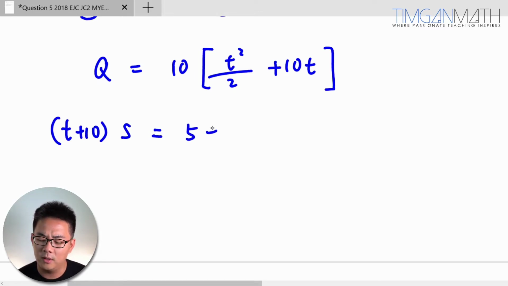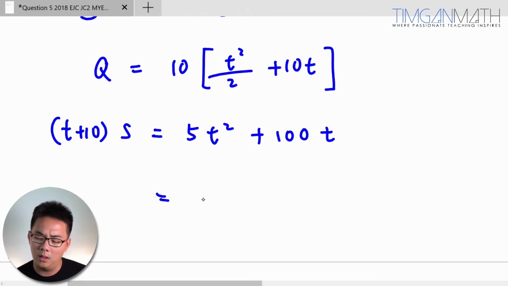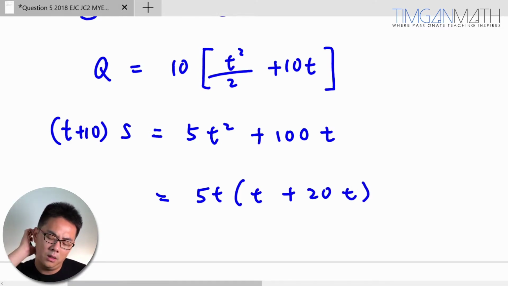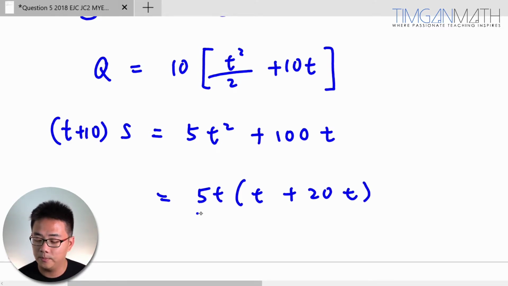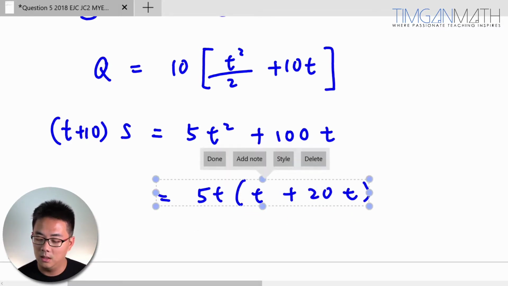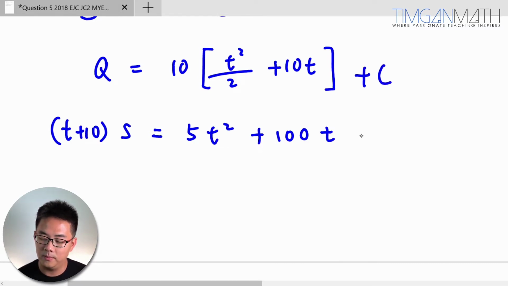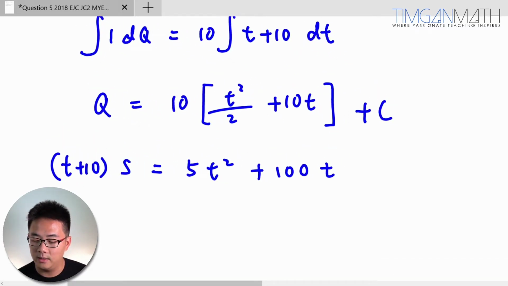So this is 5t squared plus 100t. So you can actually factorize the 5t out. So this is t plus 20t, I believe. Let me just make sure it is t plus 10. Oh my goodness, there's a c. This is c here, so I can add a c in later.